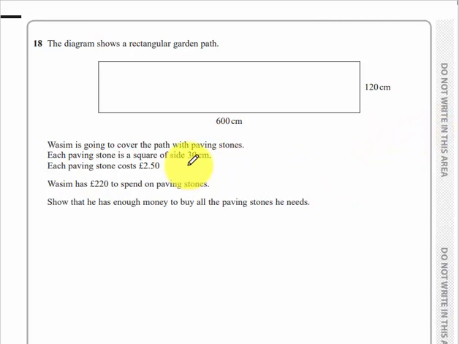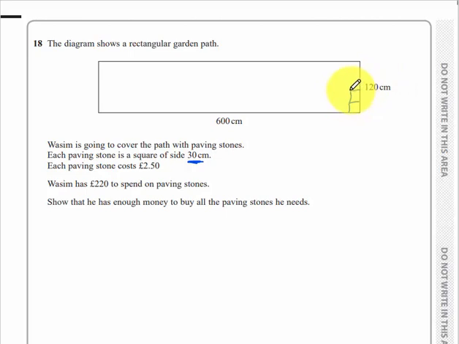There's a few ways of doing this, but one of the methods I would advise when you have a diagram is to use the diagram to make the question seem a bit simpler. So each paving stone is a square of side 30 centimetres, and I'm just going to draw them on here because I've noticed that 30 is going to go into 120 4 times.